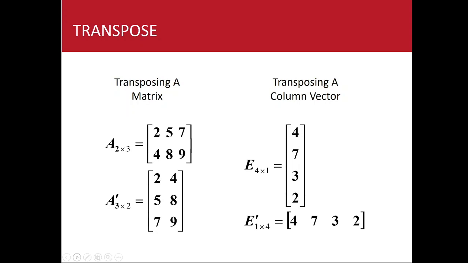Another interesting concept that we talked about is the transpose of a matrix, and that is interchanging the rows with the columns. In this case, we have the first row with values 2, 5, 7. That becomes the first column in the transposed matrix. The second row, 4, 8, 9, becomes the second column. So it's obvious that a 2 by 3 matrix will have a transpose that has dimension 3 by 2.